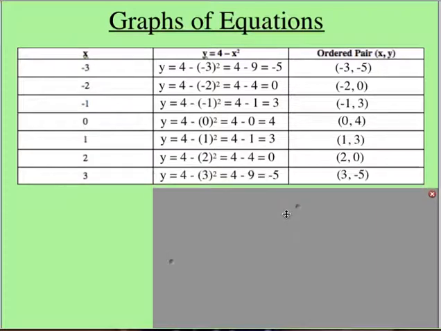Here is what your table should look like after you've shown your work. Now you don't always have to show your work. I just might ask for the ordered pair or ask for the x and y values. But I'm showing you that in the equation we're subtracting x squared, so we're going to square it first and then subtract it. So you'll notice when I plug in a positive x value, I square it and then I subtract it from 4. So here are the ordered pairs.